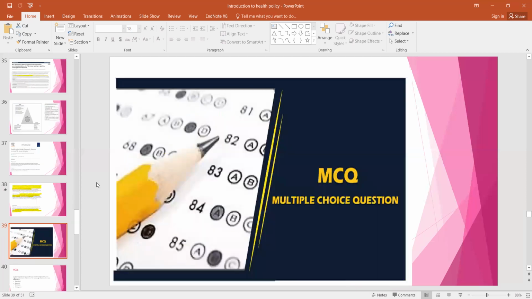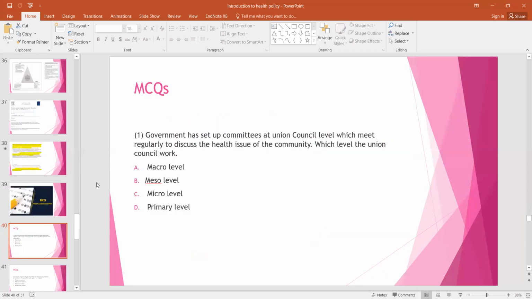Now comes the MCQ session. The government has set up committees at Union Council level which meet regularly to discuss the health issues of the community. At which level does the Union Council work? Macro level, meso, micro, or primary?